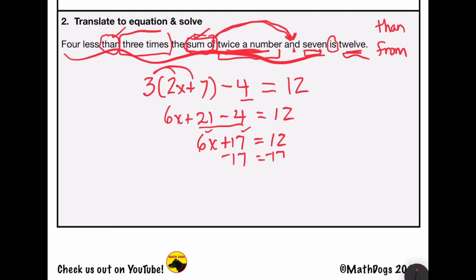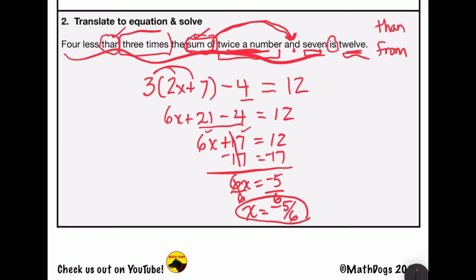So 17 minus 17 is 0. 0 plus 6x is 6x. 12 minus 17 is negative 5. Now I'm going to divide both sides by 6. 6 divided by 6 is 1x. Negative 5 divided by 6 is not a clean division, so I'm just going to express that as a fraction. And so my answer would be x equals negative 5/6.